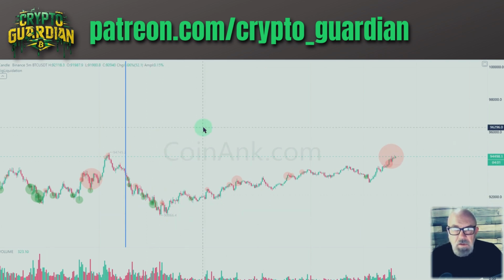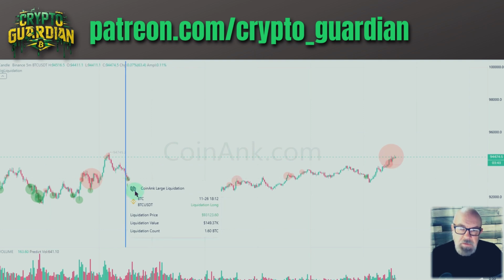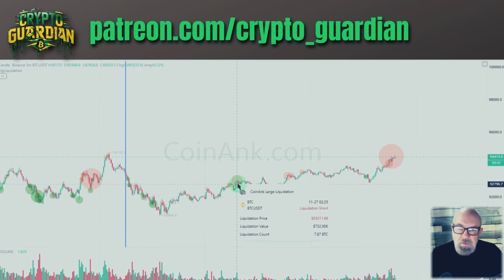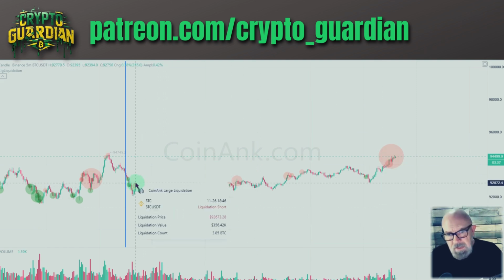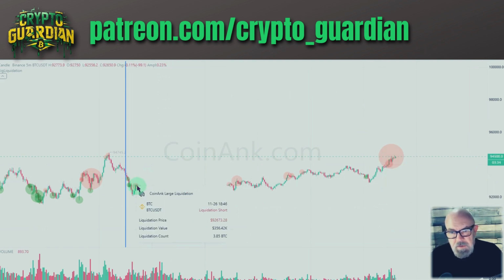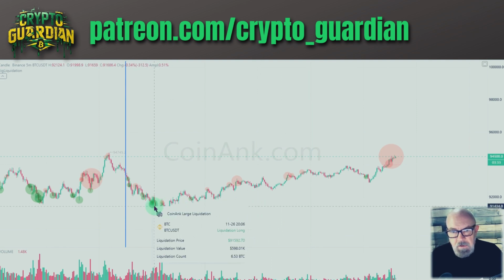I'm going to work on showing you about liquidation heat maps and how they work and how they can benefit us to make a bit of money. On this chart, you see these little green bubbles and slightly red bubbles. These are liquidation areas. The red ones are short liquidations, the green ones are long.